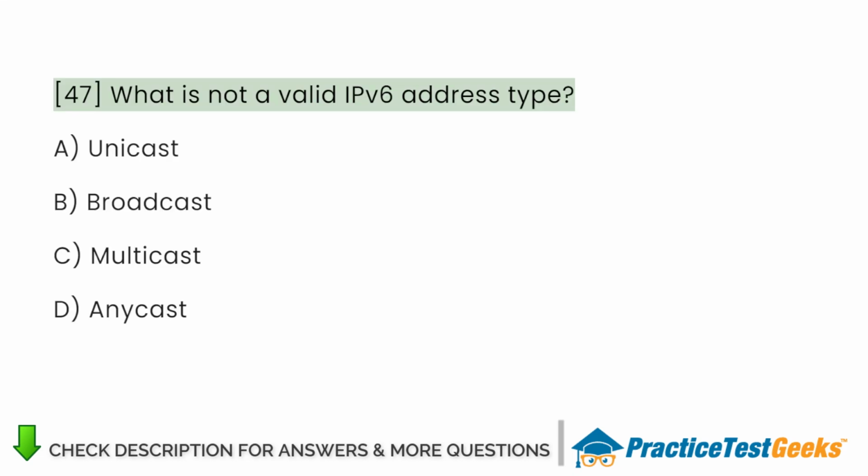What is not a valid IPv6 address type? A. Unicast. B. Broadcast. C. Multicast. D. Anycast.